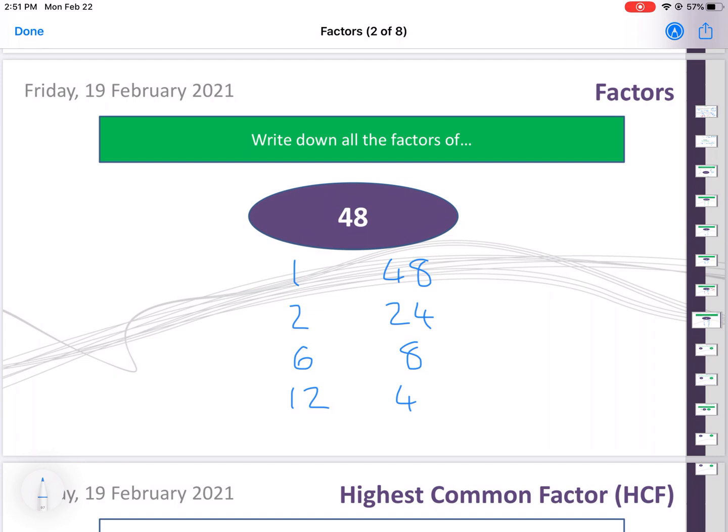4, 9, no. 10, not 11, not 12. I think that might be us. Okay, if I've missed any, please do let me know in the comments of the Teams post. Okay, I may have.